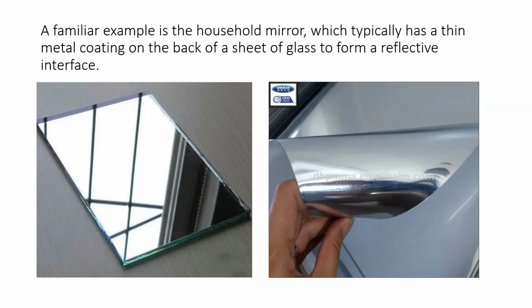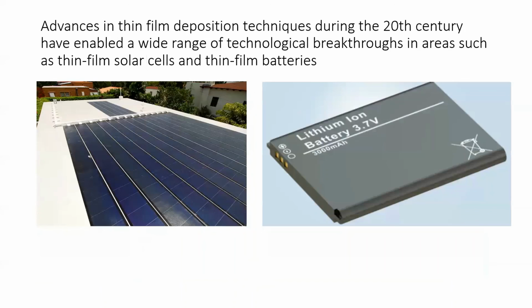Advances in film deposition techniques during the 20th century have enabled a wide range of technological breakthroughs in areas such as energy generation, for example thin film solar cells, and storage, such as thin film batteries. A stack of thin films is called a multilayer.